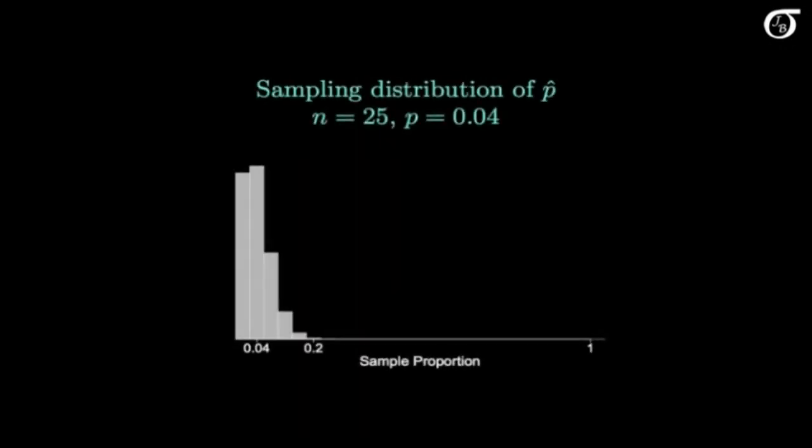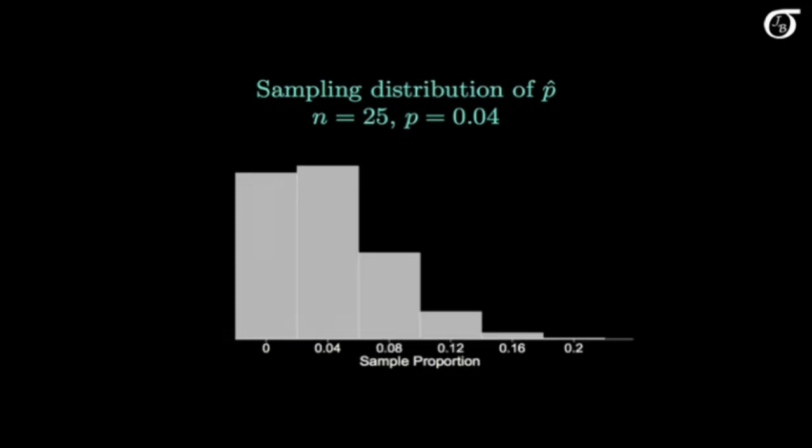Here's the sampling distribution of p hat when n is 25 and p is 0.04. You can see that there is some right skewness. To make some features a little bit easier to see, I'm going to restrict the plot to values of the sample proportion between 0 and 0.2. Here's the plot for values of p hat between 0 and 0.2. And if we superimpose the appropriate normal curve, it doesn't fit the distribution all that closely.